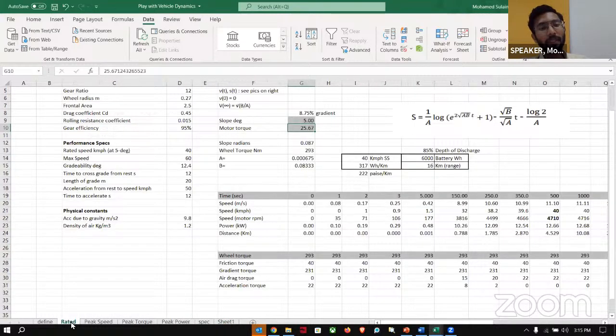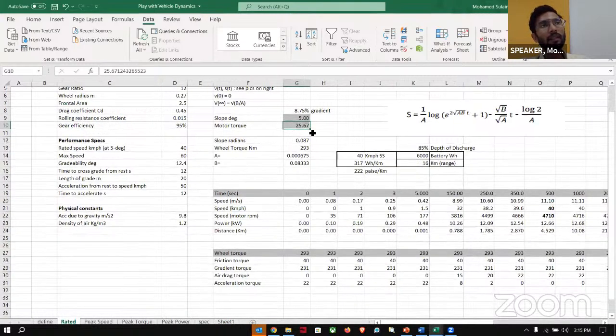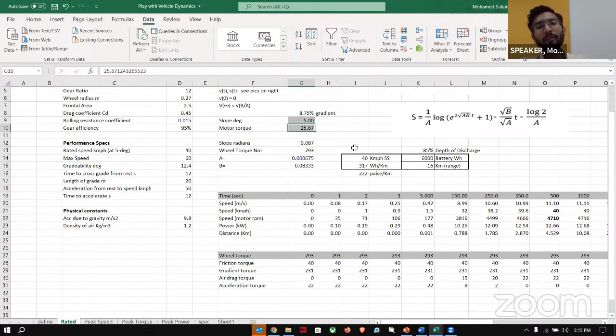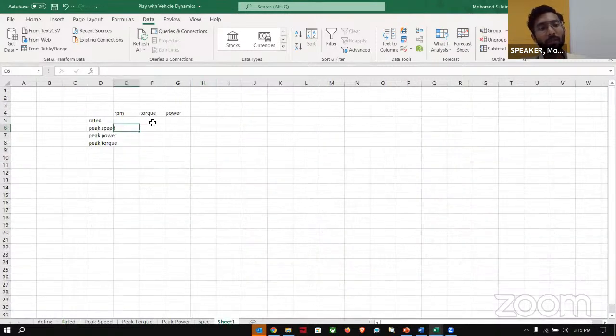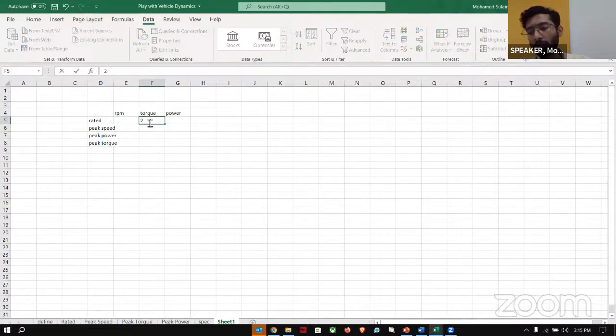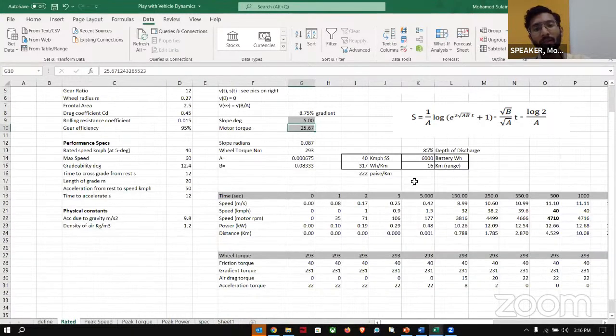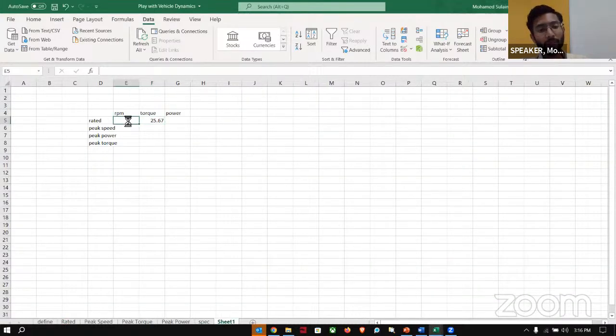So at the end of this rated sheet, we have arrived at the motor torque, which should be 25.67, and the RPM is 4700. So that should be entered here.